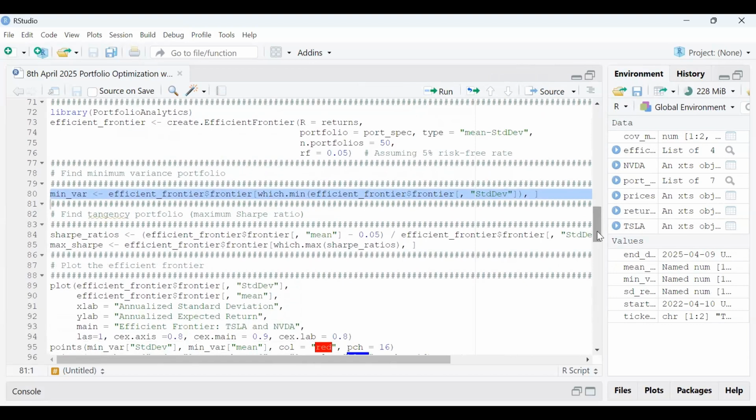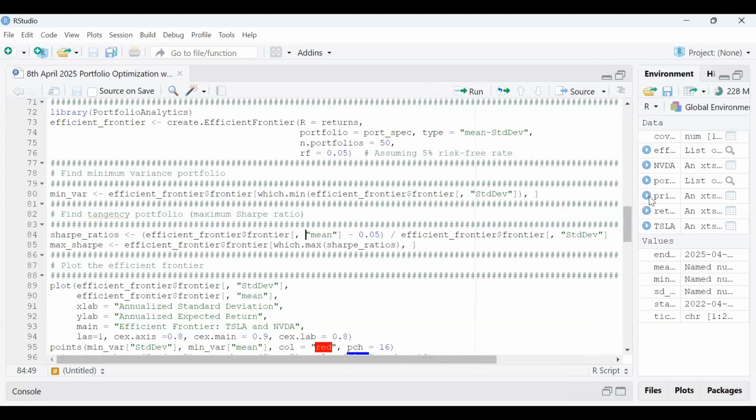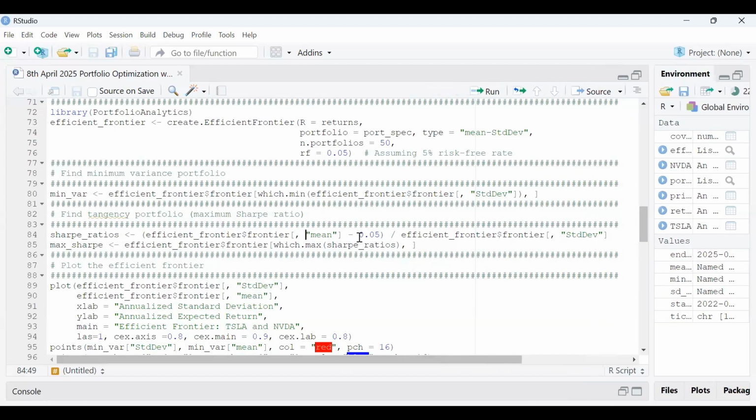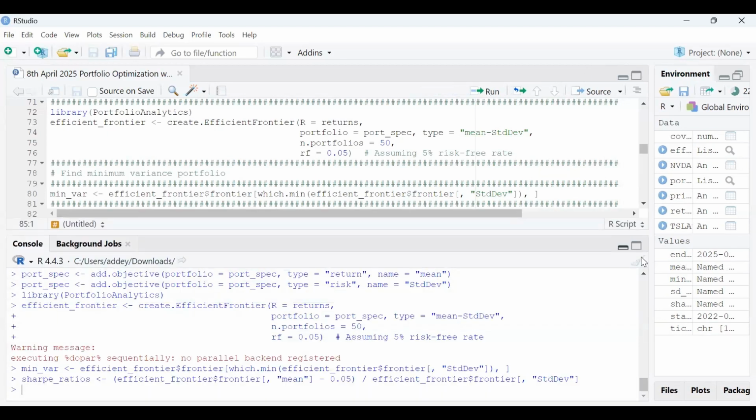Then for me to be able to get the tangency portfolio, I need to be able to have all the Sharpe ratios. So in line 84, I compute the Sharpe ratios. And the formula for the Sharpe ratios is the expectation of your returns minus the risk-free rate divided by the standard deviation of your investment returns. So that is what I do here. So expectation minus your risk-free rate divided by the standard deviation. So that is line 84. So I run that too.